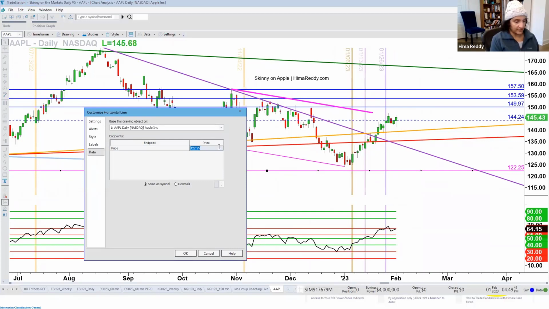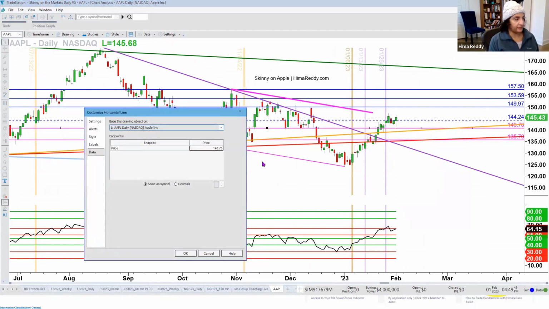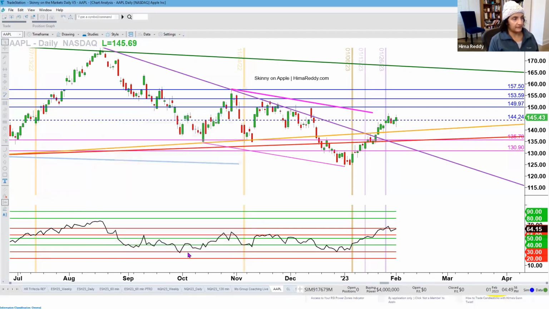So from the monthly chart, it was 135.70. That was important support. Weekly chart support was 130.60 or 130.90, okay? So for some reason, Apple changes from its current uptrend and turns lower. Those are the levels that I would be monitoring.